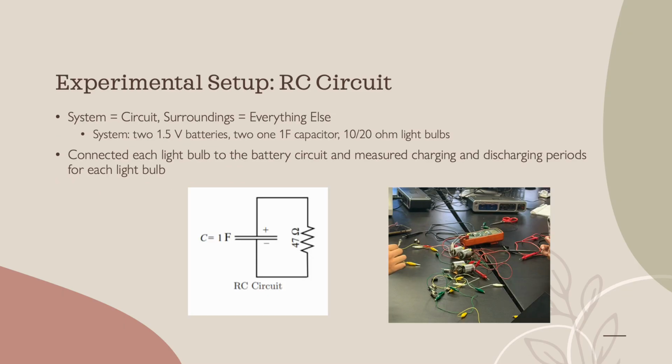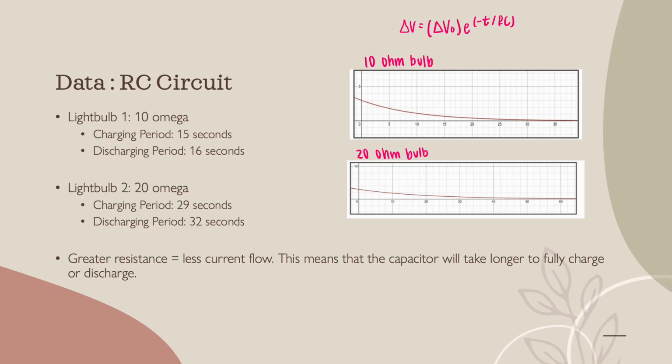And then here is our second experiment, the RC circuit. So the system was the circuit that was two 1.5V batteries, one 1F capacitor, and then a few light bulbs, and the surroundings was everything else. And what we did here was we connected each light bulb to the battery circuit and measured charging and discharging periods for each of the light bulbs.